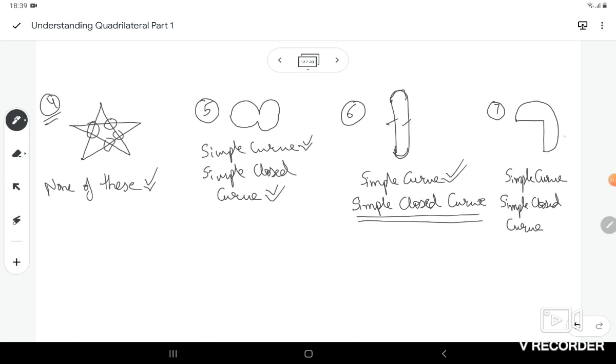Now moving on to figure number 7. Now figure number 7 is a simple curve. Condition I have already discussed, what is a simple curve. It's also a simple closed curve, but there is a curve, so it's not a polygon. And if it's not a polygon, there is no condition to see whether it's a convex polygon or a concave polygon, because it's not even a polygon.